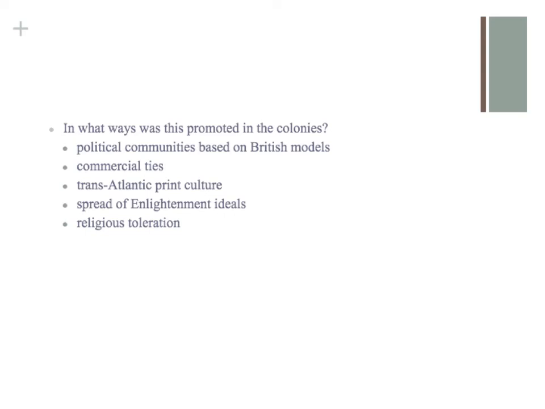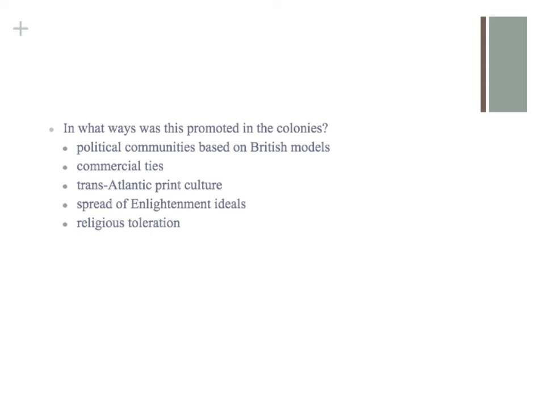Number one were the political communities that were set up based on British models, similar in setup and philosophy. Two were the commercial ties that we've already talked about, the trade between the colonies and the English. Three was the transatlantic print culture, in the form of pamphlets and broadsides that were printed in England and distributed in the colonies. I'll grant you, there's going to be a pretty big lag with the time it takes for something to get over to the colonies, but they're doing this in an attempt to keep people up to date as much as they can on what's going on in Britain and to keep some kind of ties to England, some kind of similar culture.